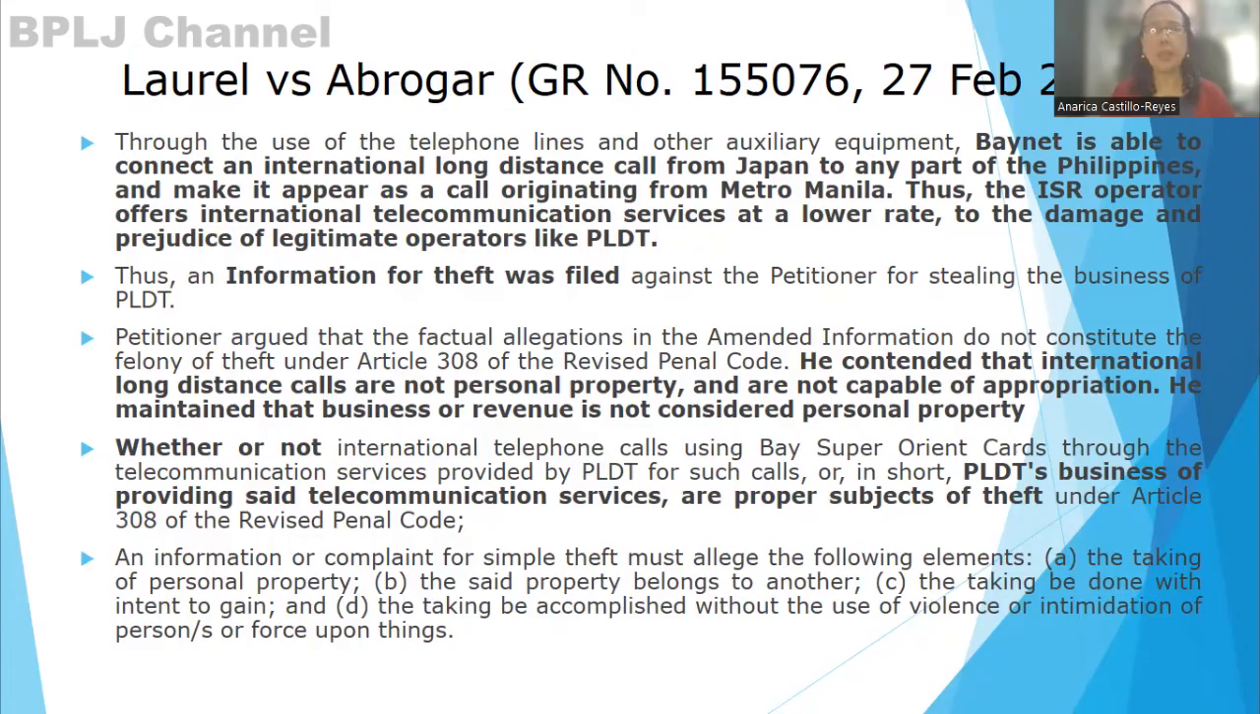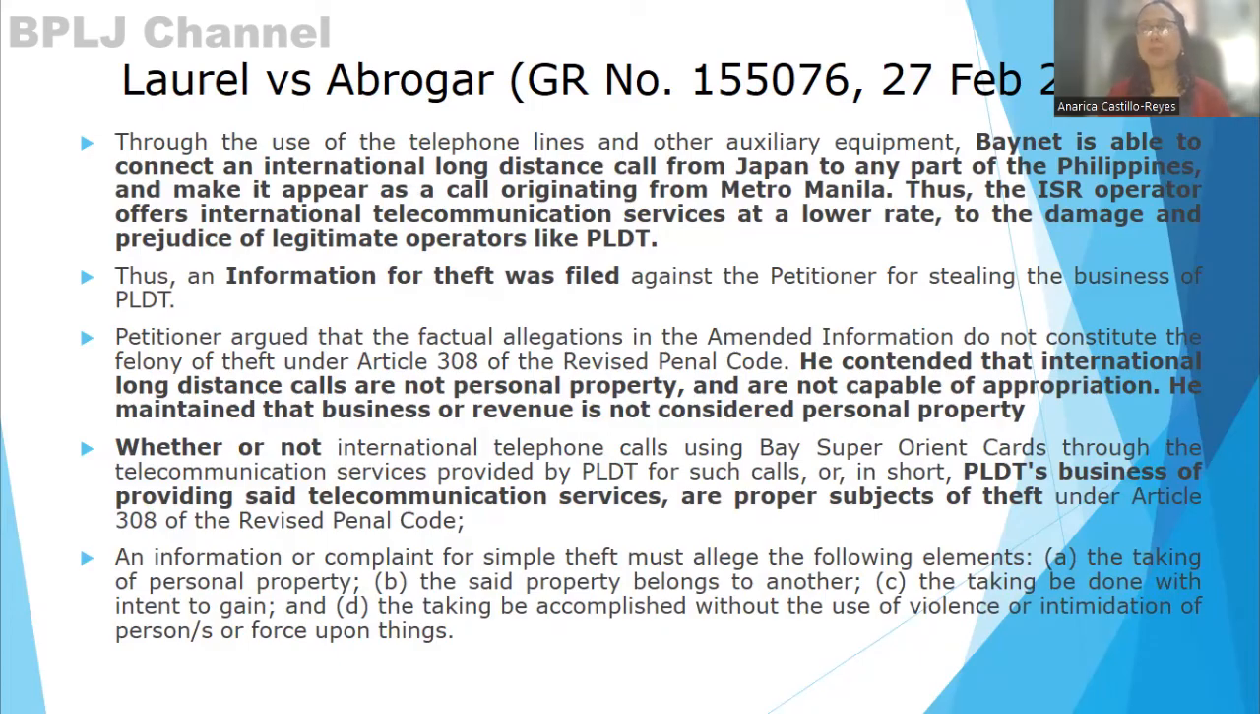We have the case of Laurel versus Abdogar. So in this case, Baynet has provided a scheme by which he availed of the services of PLDT. Then, using a system, he used the system of PLDT to make it appear that international calls are converted into long distance calls only, domestic long distance calls.